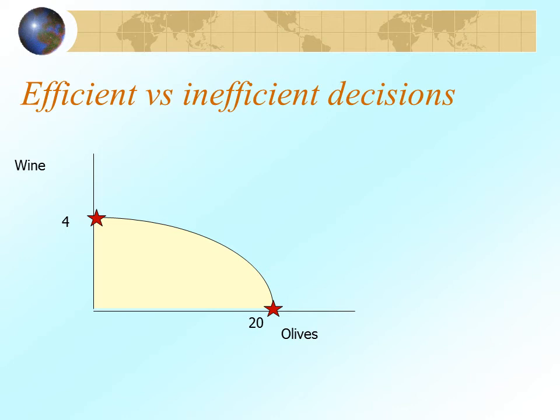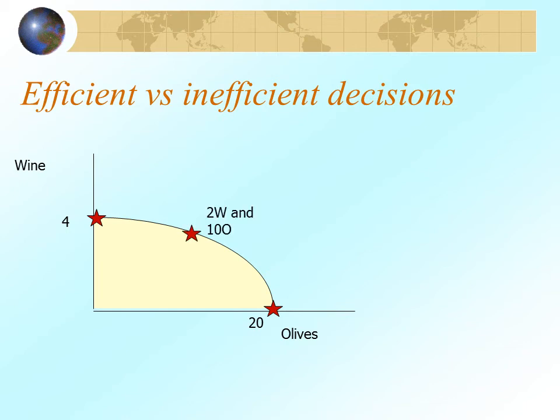Both are efficient decisions. Both are good decisions because you're maximizing the amount of wine or olives that you could produce given your finite resources. To use the example from earlier, if you're talking about paintings or sculptures, if you make either 2 sculptures and 0 paintings, or 4 paintings and 0 sculptures, both of those are efficient decisions. But what about a combination of the two?